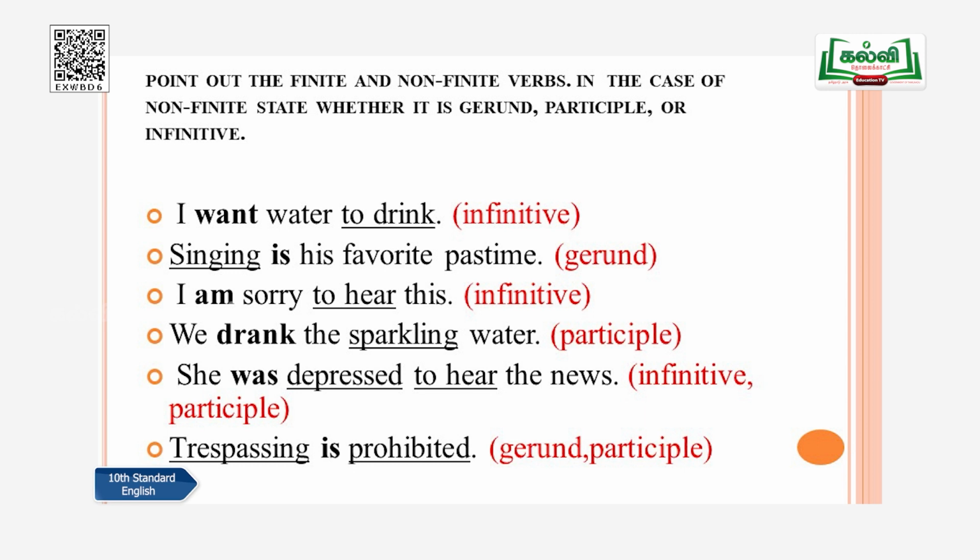Trespassing is prohibited. Trespassing, here it is non-finite. Is finite. Prohibited, non-finite. So trespassing acting as a noun. So what is it? Very good. Gerund. Prohibited, participle. What kind of a participle? Past participle. Very good, children.